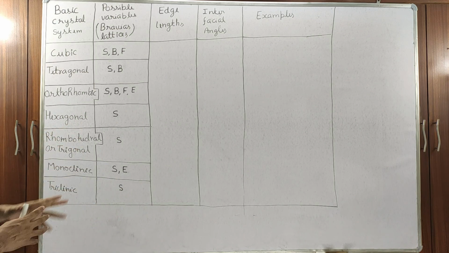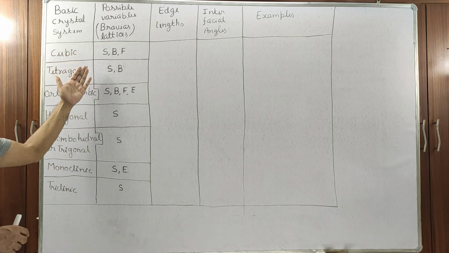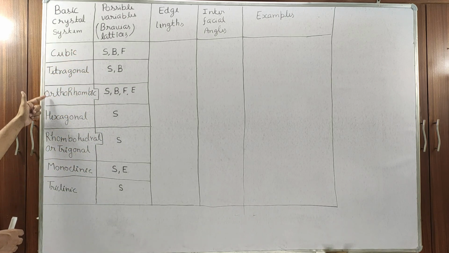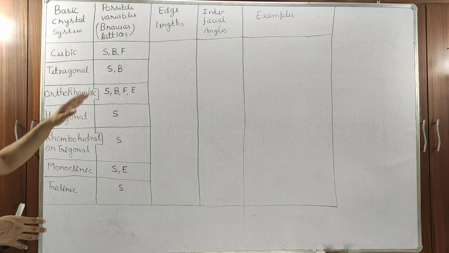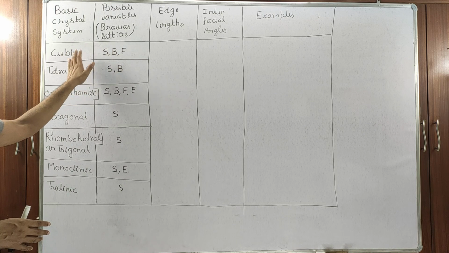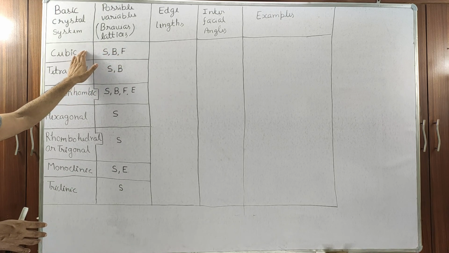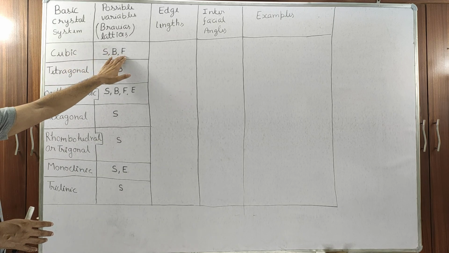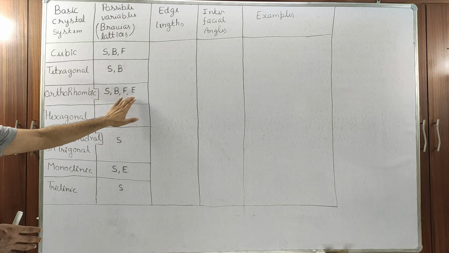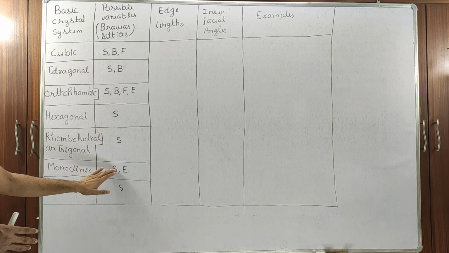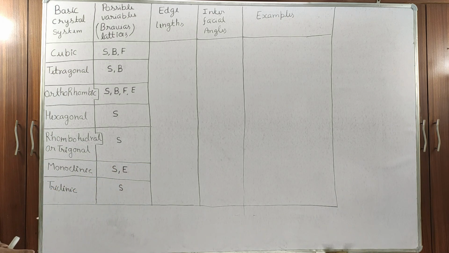So now let's count. It should be 14 because we know the basic crystal systems are 7: 1, 2, 3, 4, 5, 6, 7. But total Bravais lattices should be 14. How is it so? Cubic can be the simple, body centered, and face centered. Counting all of them, 1 through 14, we have 14 types of different Bravais lattices.